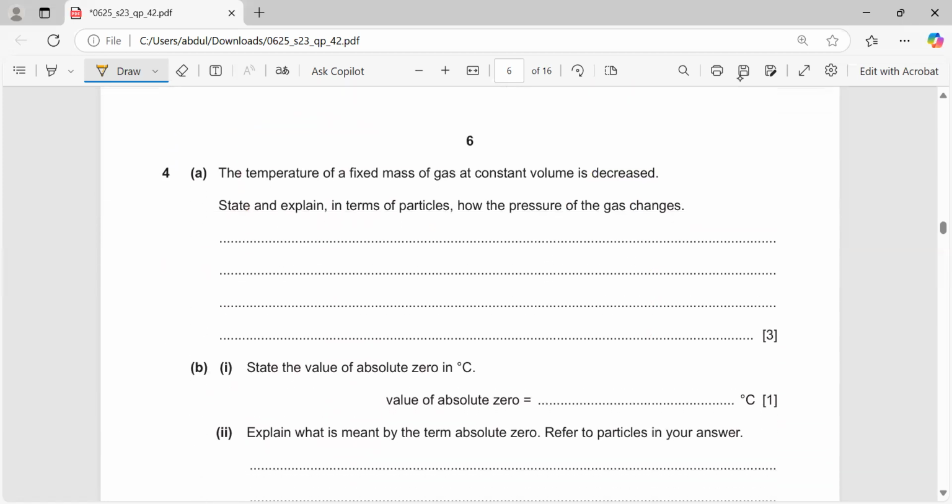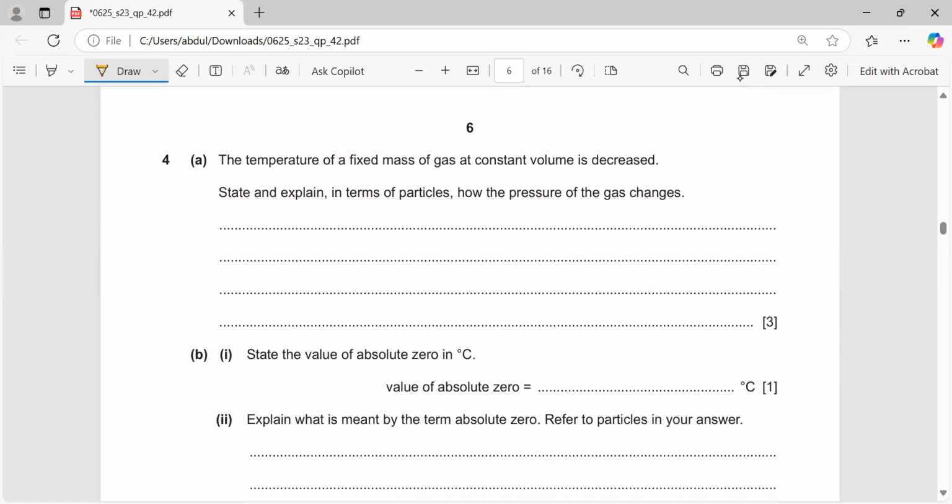Then next is question number 4 of the same paper. It is from thermal physics. The temperature of a fixed mass of a gas at constant volume is decreased. Now see, it requires understanding very well. Temperature is decreased, volume is constant, and mass of the gas is also constant. State and explain in terms of particles how the pressure of the gas changes.